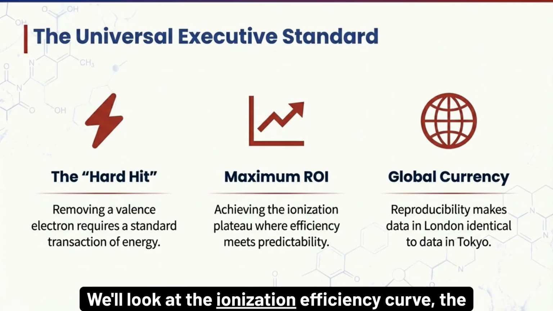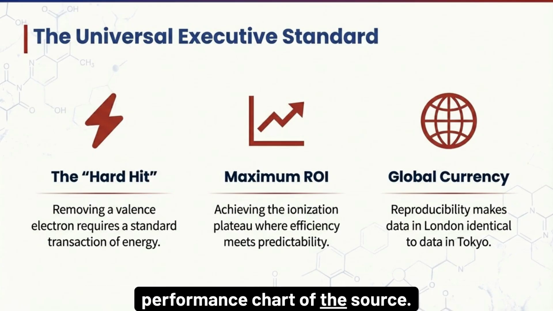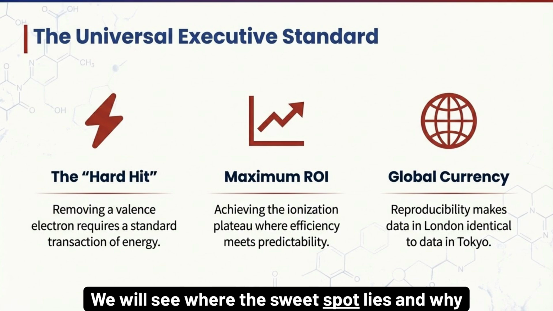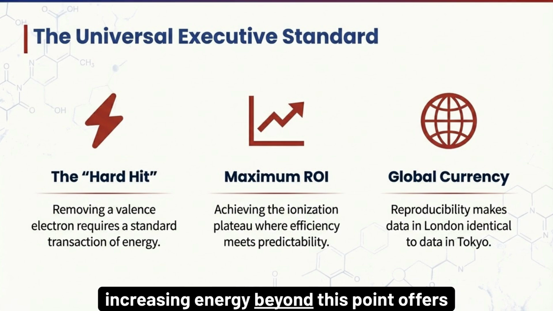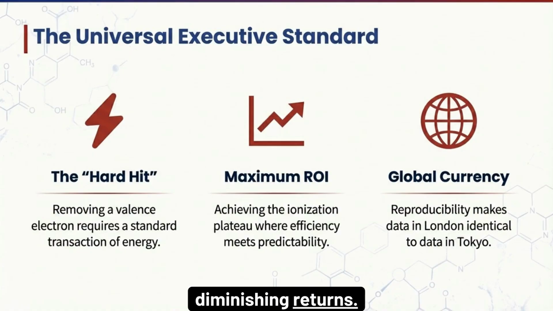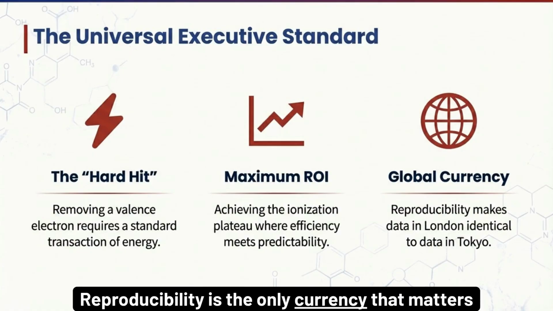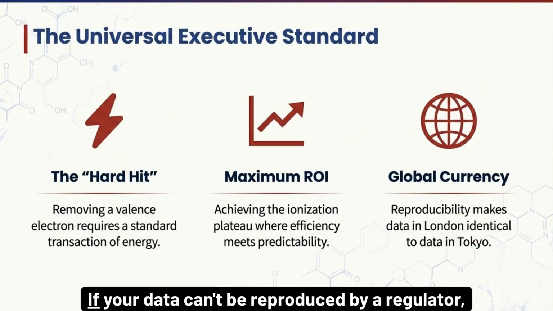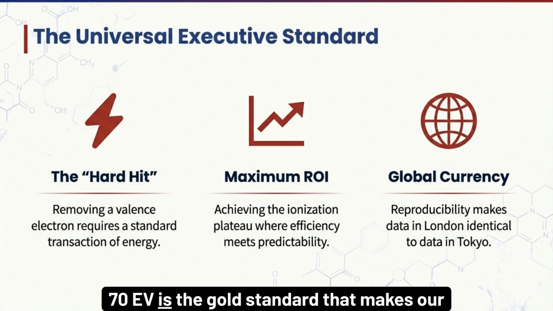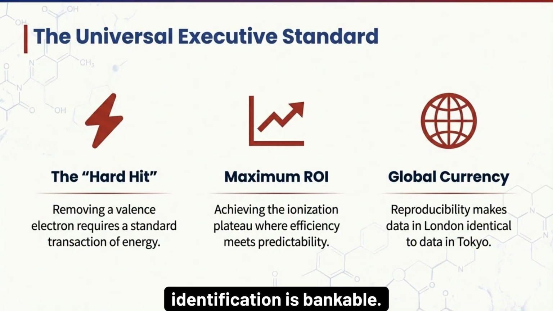We'll look at the ionization efficiency curve, the performance chart of the source. We will see where the sweet spot lies and why increasing energy beyond this point offers diminishing returns. Reproducibility is the only currency that matters in a global market. If your data can't be reproduced by a regulator, it's worthless. 70 eV is the gold standard that makes our identifications bankable.